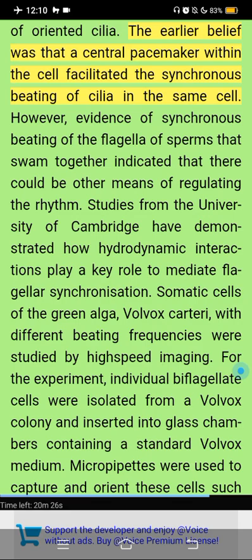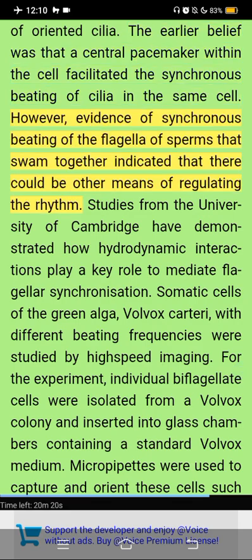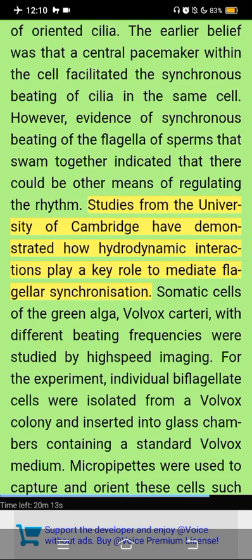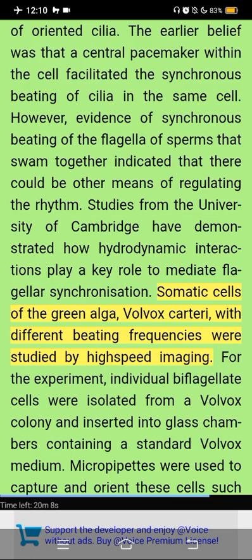The earlier belief was that a central pacemaker within the cell facilitated the synchronous beating of cilia in the same cell. However, evidence of synchronous beating of the flagella of sperm that swam together indicated that there could be other means of regulating the rhythm. Studies from the University of Cambridge have demonstrated how hydrodynamic interactions play a key role to mediate flagellar synchronization. Somatic cells of the green alga, Volvox carteri, with different beating frequencies were studied by high-speed imaging.